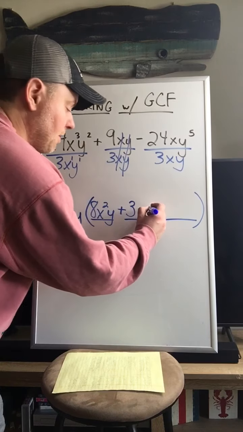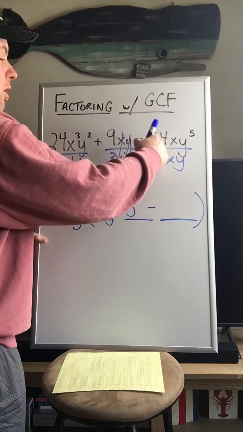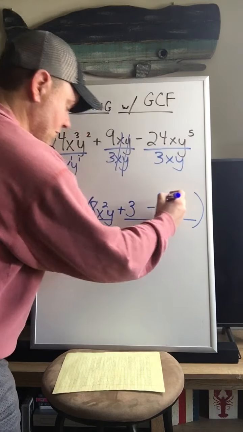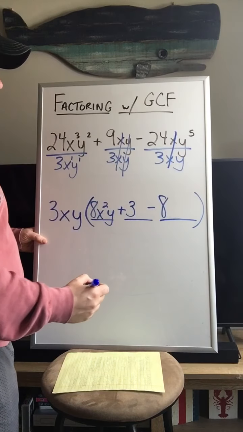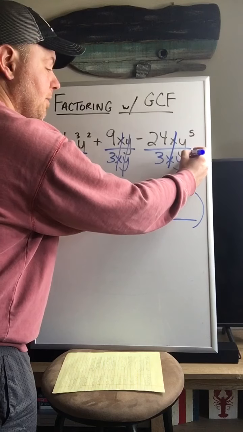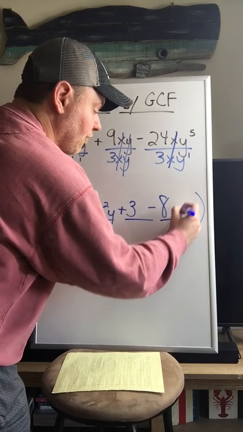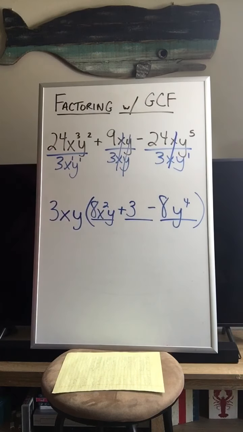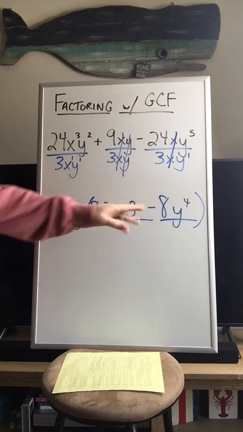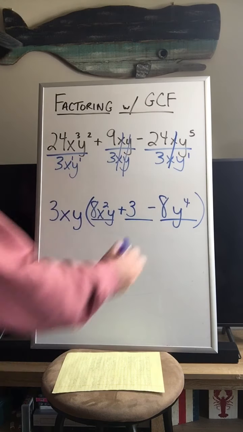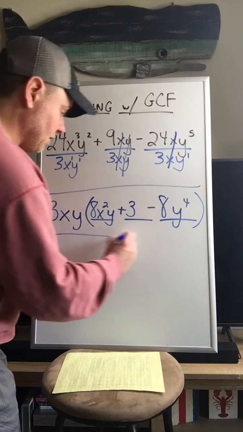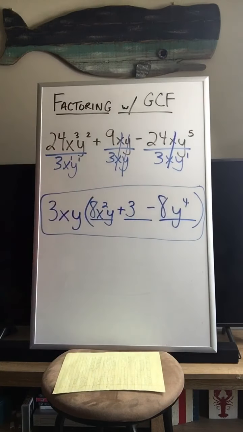And then minus 24 divided by 3 is 8. X divided by x cancels out. And then y to the fifth divided by y to the first is y to the fourth. So there's no x variable there, because it divided out, it's just y to the fourth. So this is our final factored answer.